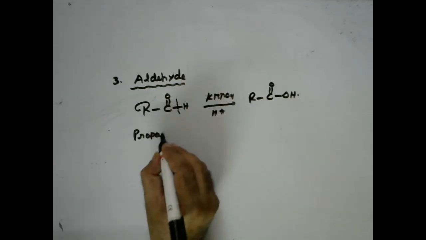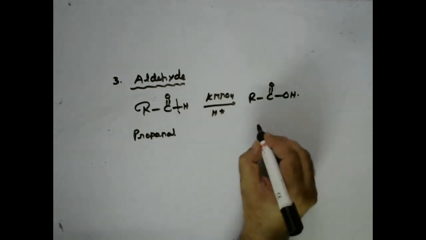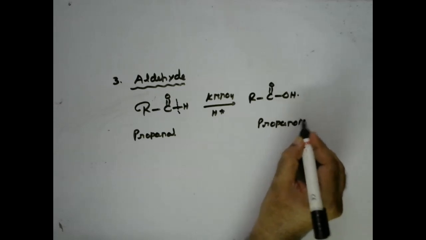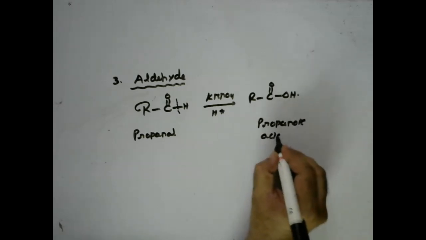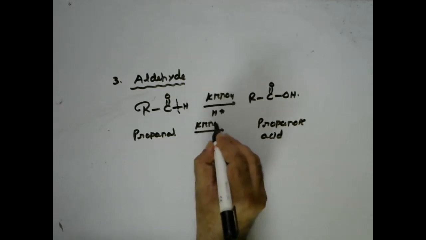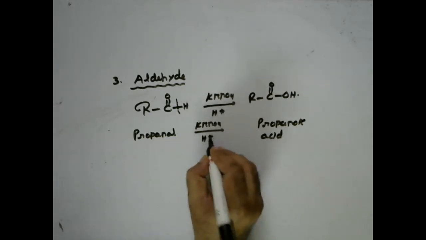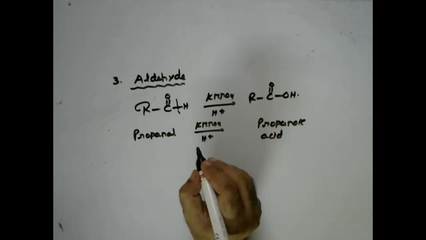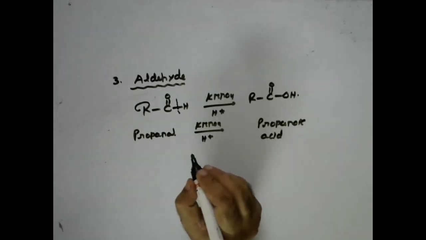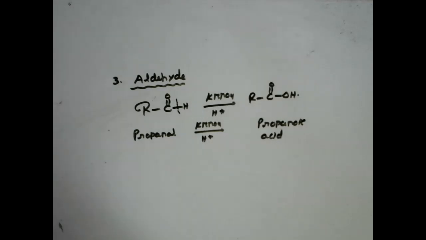Suppose they ask you to convert propanal. I want to make propanoic acid. Not a problem. One step. We put KMnO4, we put H plus. Propanal will get oxidized to nothing but your propanoic acid. So aldehyde on oxidation again gives you nothing but the corresponding carboxylic acid.